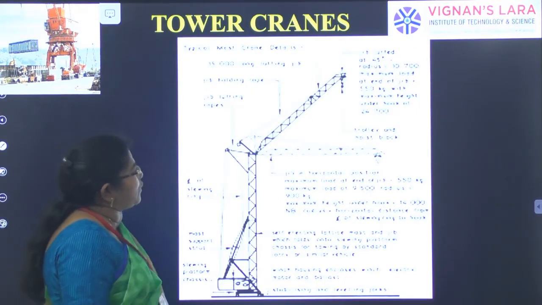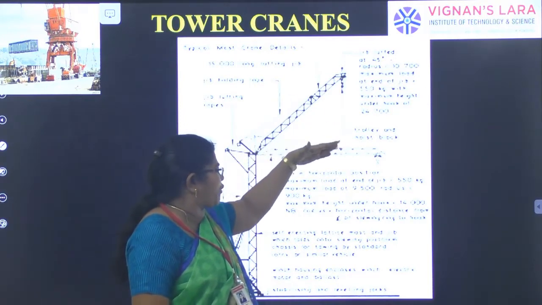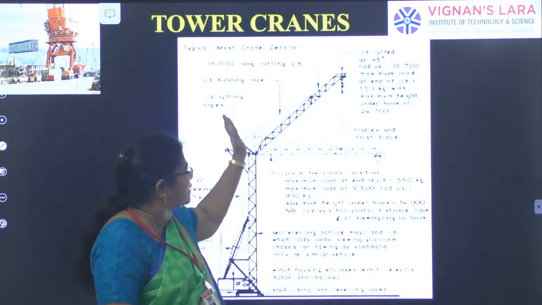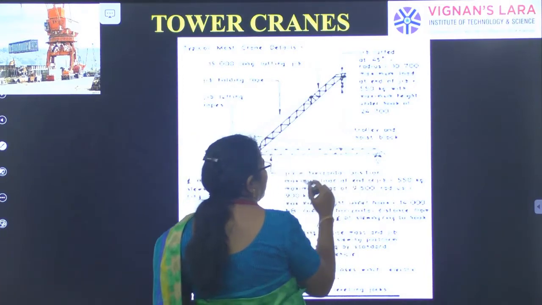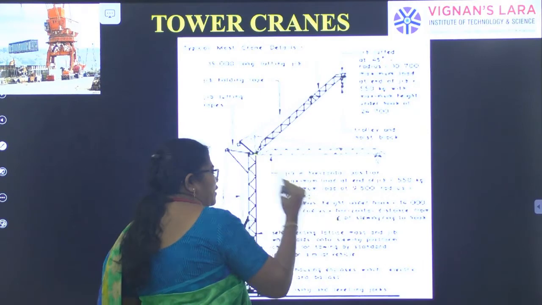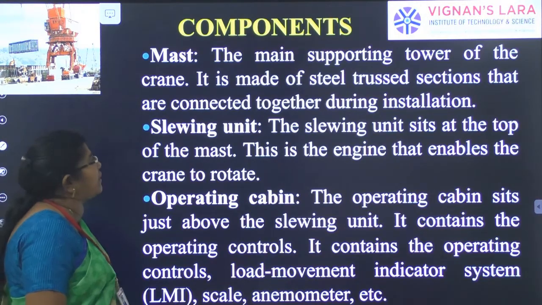So this is another one. The jib is at 45 degrees. It can move up to 45 degrees on this side and this side, and the horizontal position is also there. And you can also go for this 45 degrees. This is another advantage of the tower cranes.